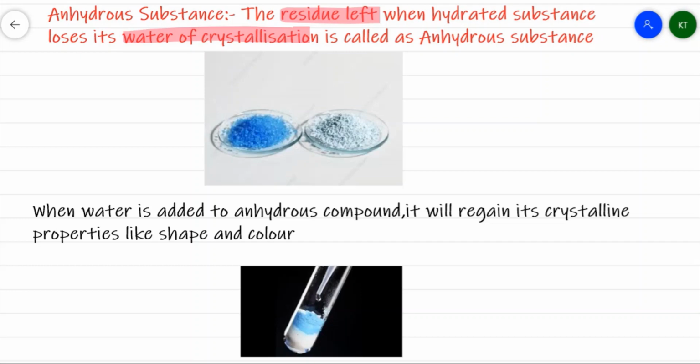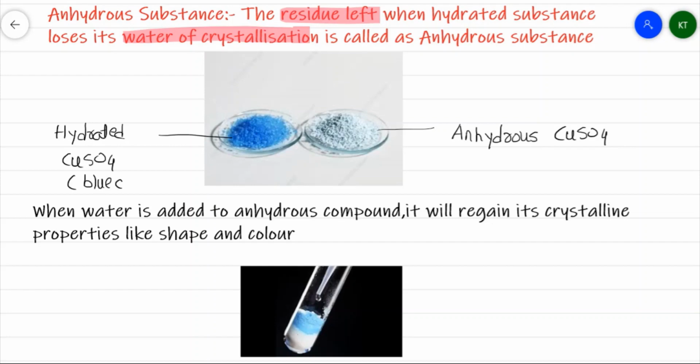So here I have, this is your anhydrous copper sulfate, and this is your hydrated copper sulfate. You can observe hydrated copper sulfate is blue crystals and anhydrous copper sulfate is white powder. It's white powder.